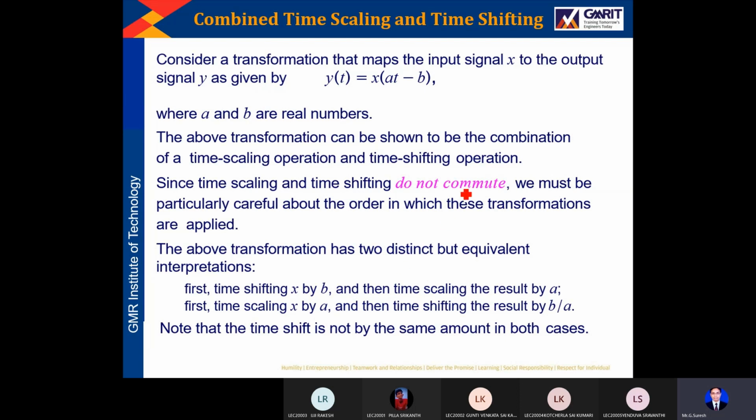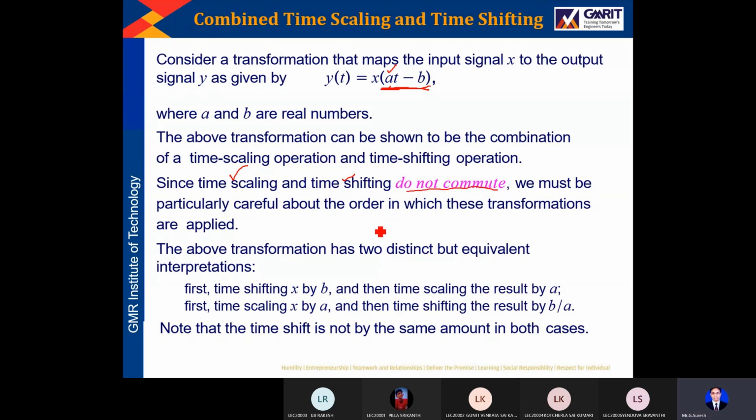Then that particular signal can be represented like this: x of at minus b. What is a? a is the scaling factor, t is the independent variable, and b is the shifting parameter. So we have included the time scaling operation as well as the time shifting operation. Here the thing that you have to remember is time scaling and time shifting do not commute.